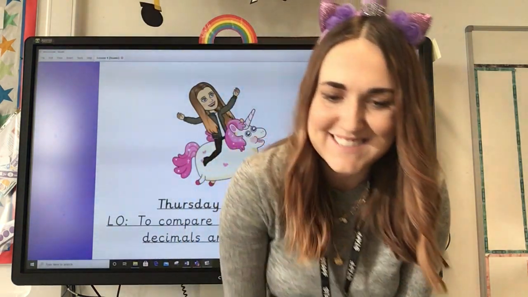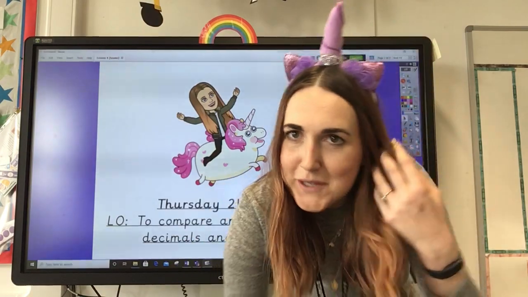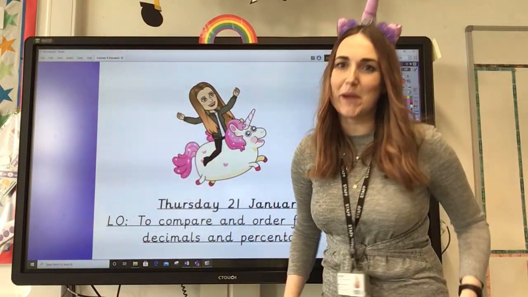Hi guys, do you like my headband? I thought it matched today's Bitmoji.